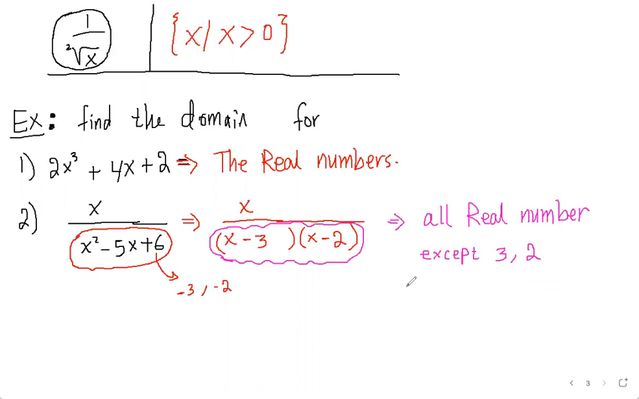Okay? Because if I plug 3 into x minus 3, it gives me 0, and 0 times this expression gives me 0. So in other words, I can write it as x such that x not equal 3 and x not equal 2. Make sense?